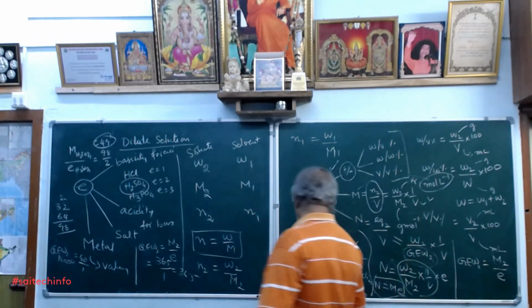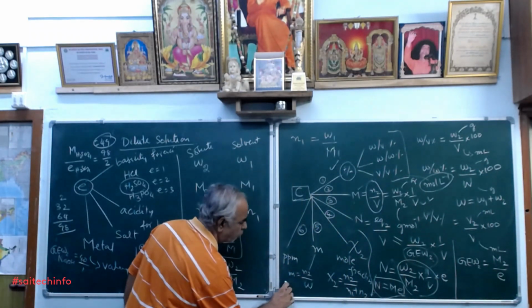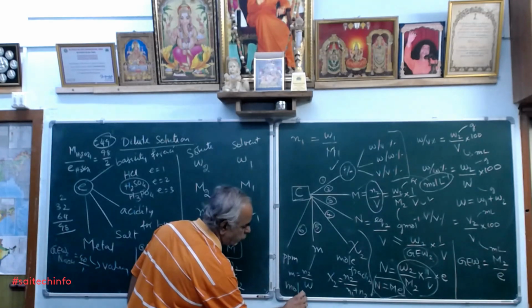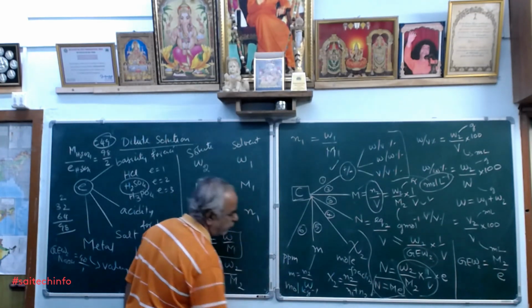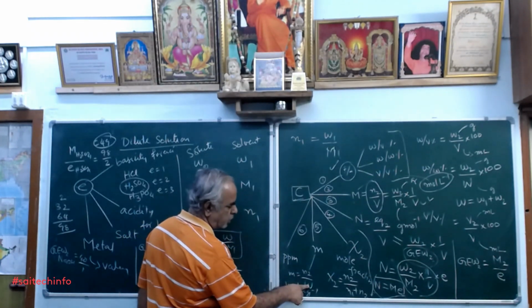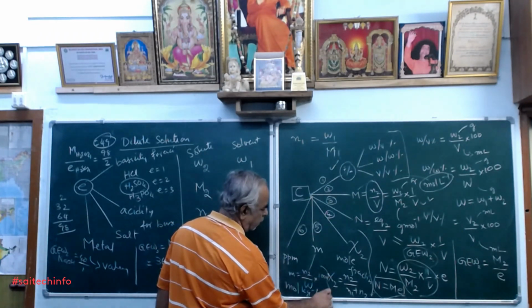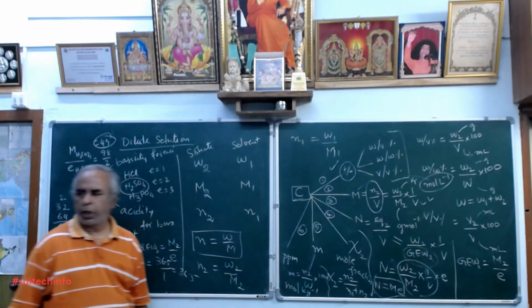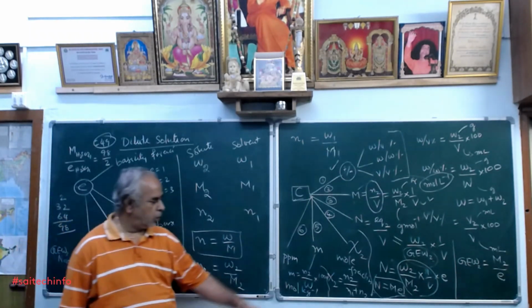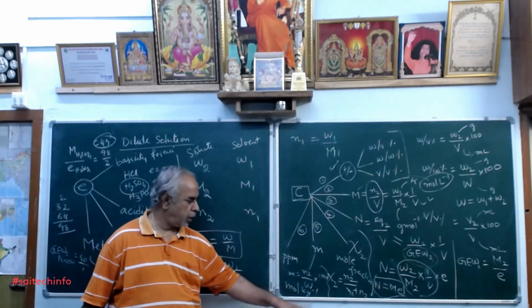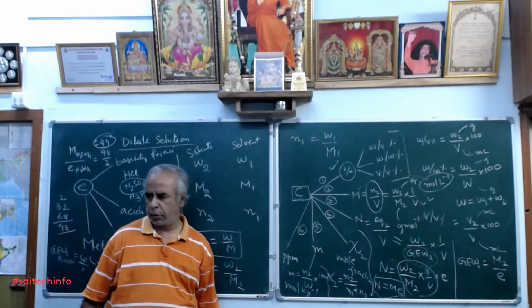What is the unit of molality? Mole per kg. Are you able to follow? So it should be given in kg only. Since it is in gram, I can put 1000 here in order to convert the gram into kg. So you can have N2 by W into 1000.